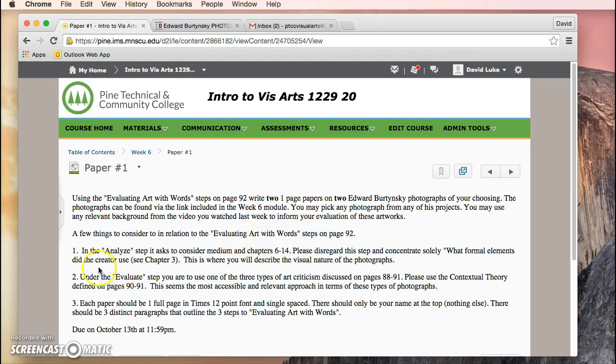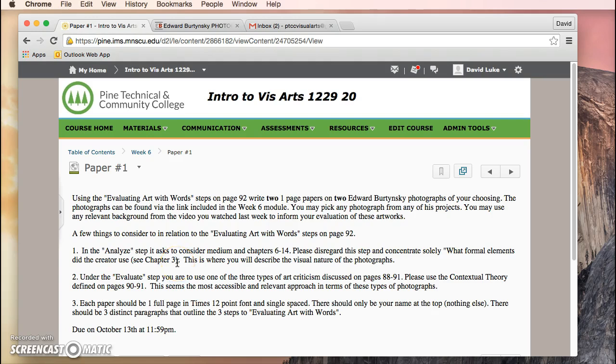Okay, now, the things to consider. It says in the analyze step, consider medium and chapters 6 and 14. Please disregard this step and concentrate solely on what formal elements the creator used. See chapter 3. The idea behind this is we haven't read chapters 6 through 14, and I don't think we're going to read them all. I think they're a little too specific. I want you to concentrate on what formal elements the creator used, and this says see chapter 3.